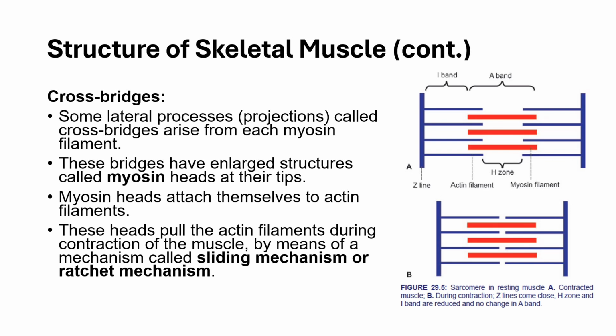and detach rapidly. So the diagram highlights A, the sarcomere in a relaxed state with visible H zone and I band, and B represents the sarcomere during contraction, where the H zone and I band reduce as the actin filaments slide inwards while the A band remains unchanged.